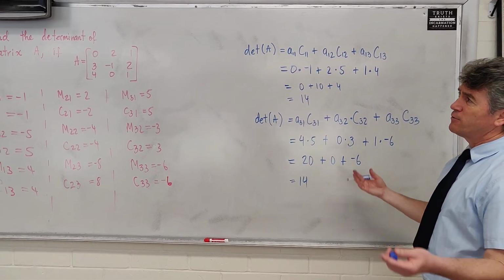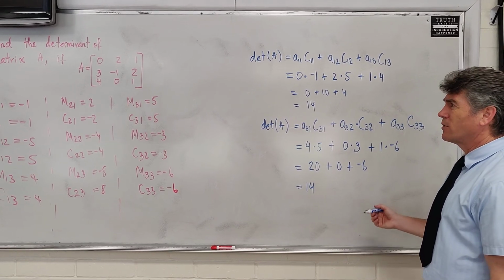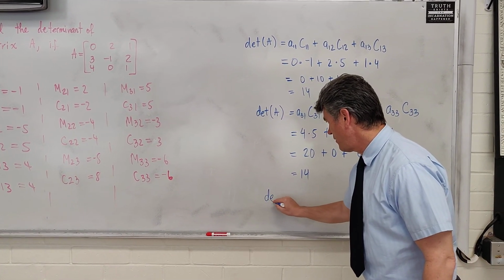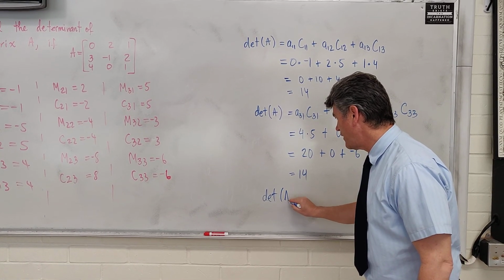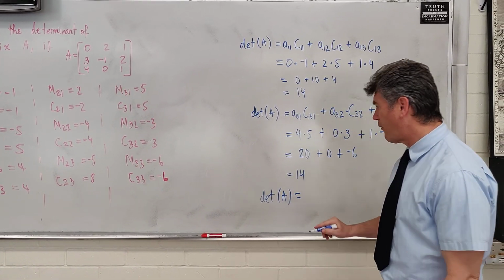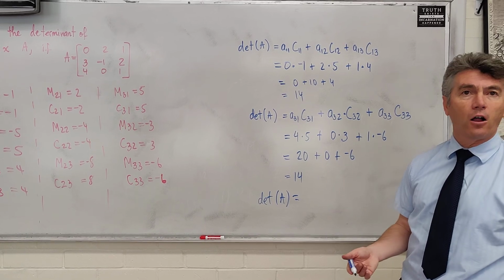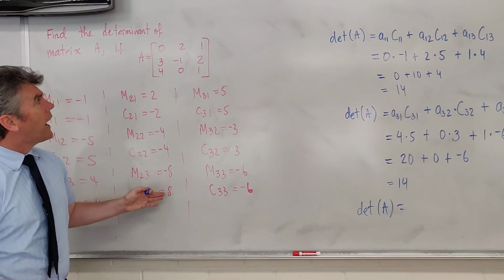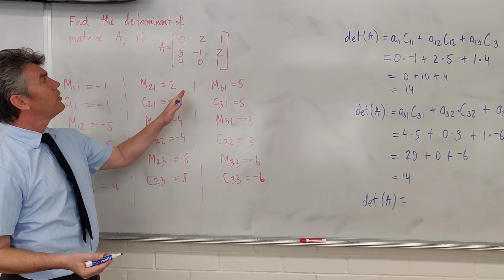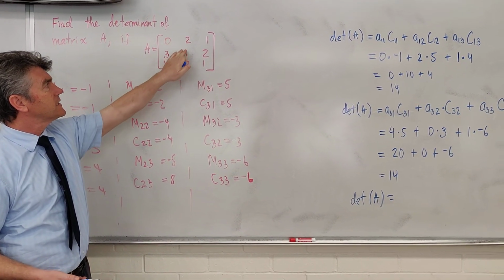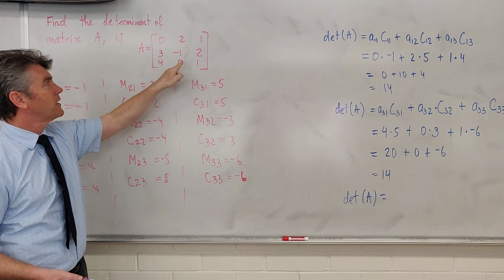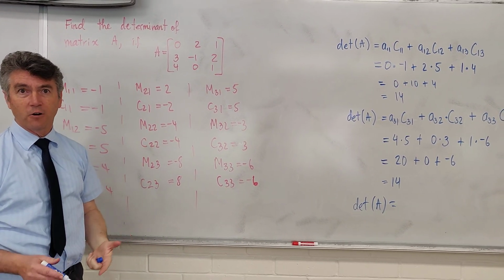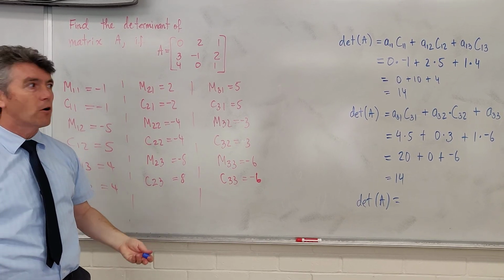Now I said I was going to use 2 columns, but I'm just going to use 1 column. I think that I've made my point already, but I want you to see that even if I use a column, I still get the same answer. What am I going to use? I'm going to use column number 2. So I'm going to use the second column, 2, -1 and 0. Again, if you have columns or rows that contain zeros, you want to use those.